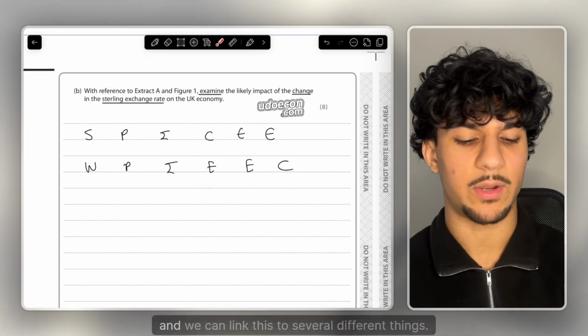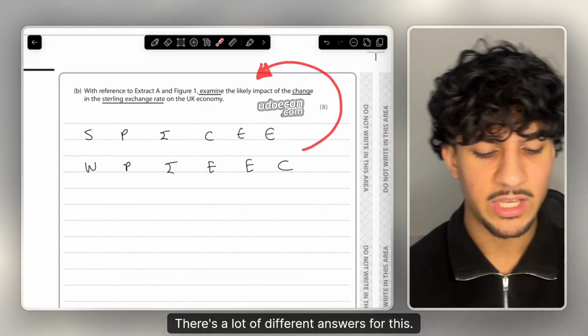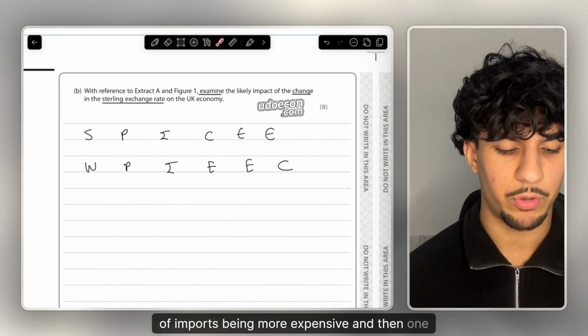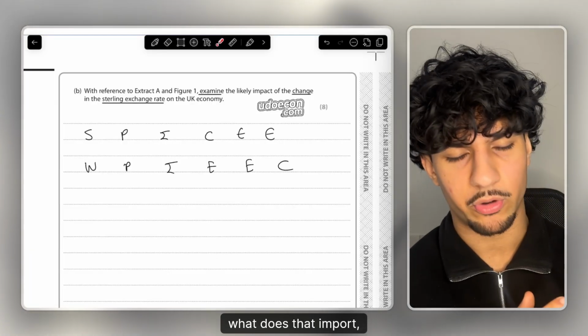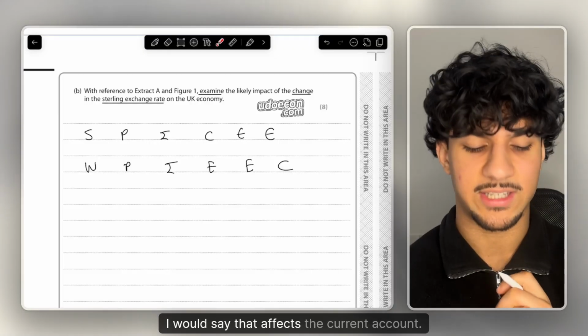Let's think about what this means, and we can link this to several different things. And this is why, for this question, there are lots of different answers. You can probably do one paragraph on the impact of imports being more expensive, and then one paragraph on the exports being cheaper. But if you want to put it together, what does that affect mostly? What macro objective does that affect? Of course, I would say that affects the current account.